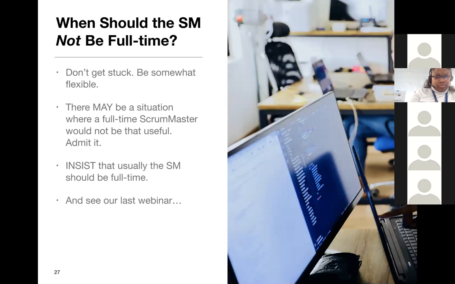Don't be stuck on the idea that every Scrum Master in every situation must be full-time. Yes, we have a bias that in most professional situations they should be full-time, but don't be stuck by that. That may not be the right thing to do. So be somewhat flexible.